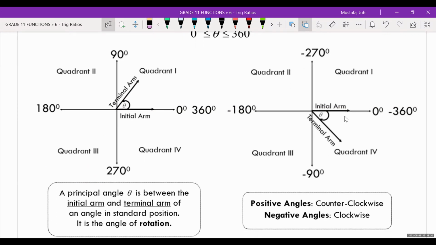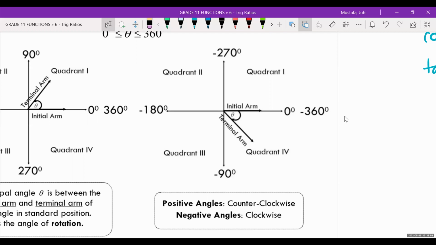Whenever you draw an initial arm and a terminal arm, the angle that goes in between there is called the principal angle. So the principal angle theta is between the initial arm and the terminal arm of an angle in standard position, and it is the angle of rotation. We'll do a couple of questions with that in a second. Now, because we know that going in the counterclockwise direction gives positive angles, we also have to talk about negative angles. That is the diagram on the right-hand side, so I'll walk you through that one as well.